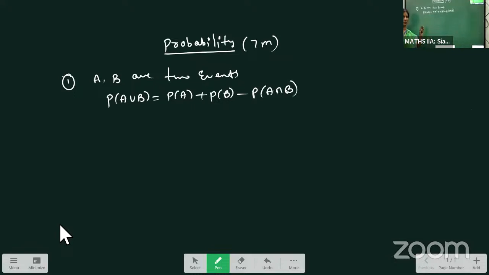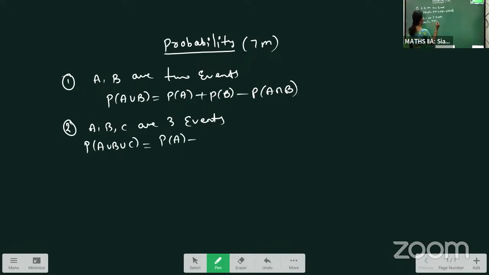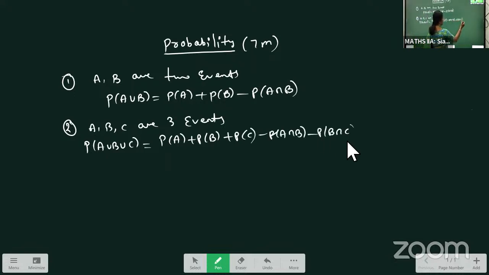When A and B are only two events, P of A union B is equal to P of A plus P of B minus P of A intersection B. Suppose you have three events, A, B, C, then P of A union B union C is equal to P of A plus P of B plus P of C minus P of A intersection B minus P of B intersection C minus P of C intersection A plus P of A intersection B intersection C. This is about P of A union B union C.